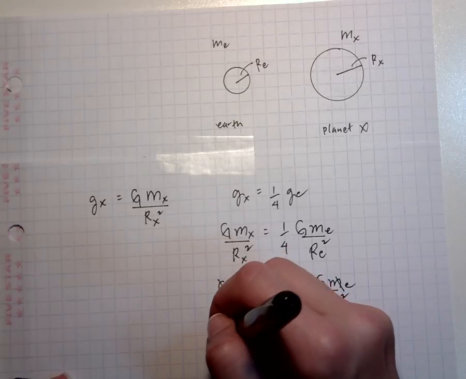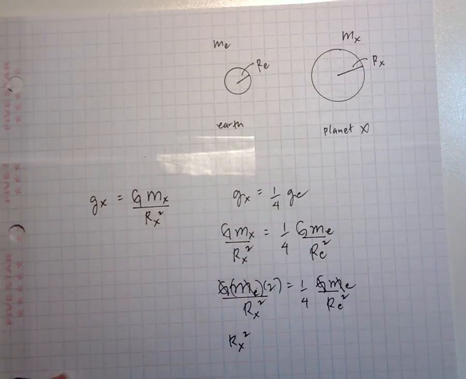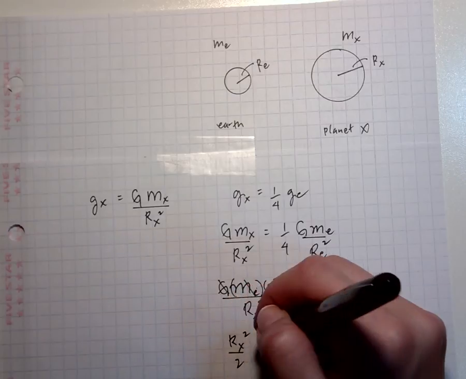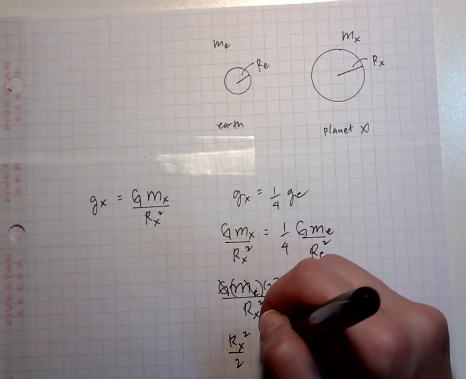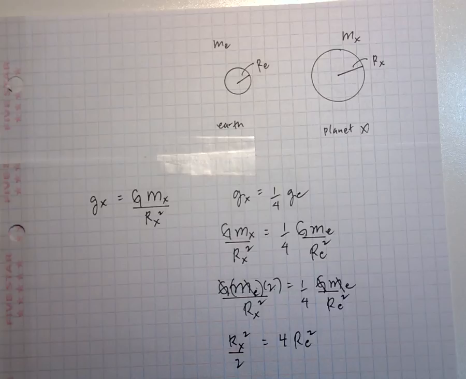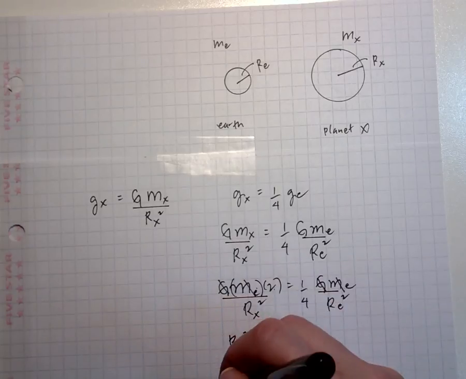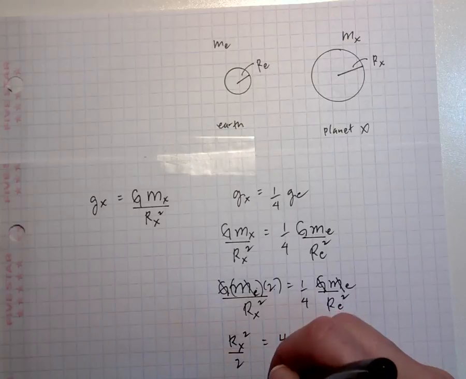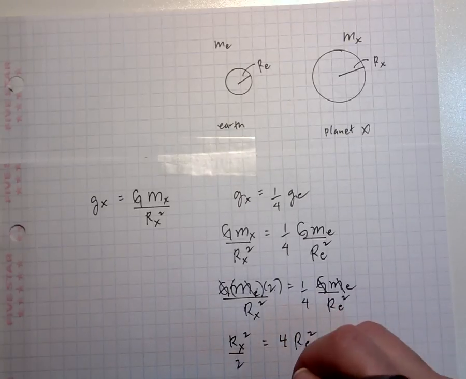Just doing some algebra, we get the radius of planet X squared over 2 is equal to 4 times the radius of the Earth squared. Solving for the radius of planet X, it's going to be equal to the square root of 8 times the radius of the Earth.